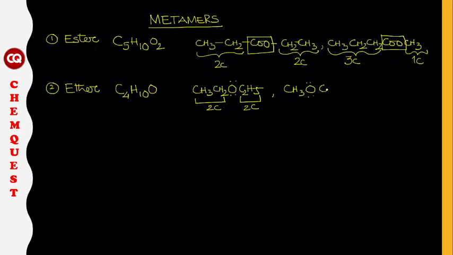In the next case of metamer, CH3OCH2CH2CH3, a propyl group is there with 1 carbon on one side and 3 carbon on the other, meaning different alkyl groups. Now our third case in the metamer section is anhydride, or acid anhydride.